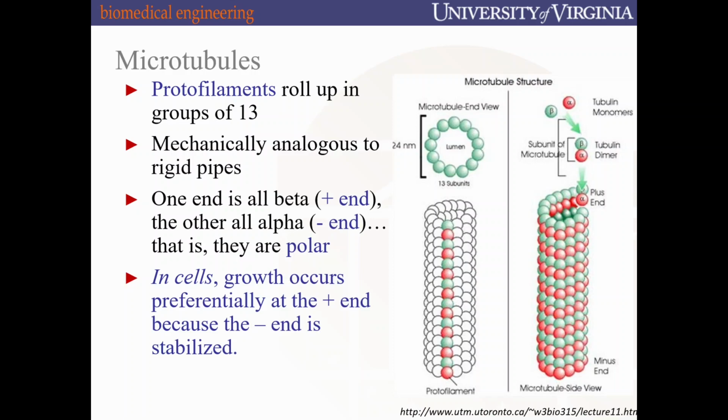The other important functional consequence is that anywhere you are in the filament, whether you're at the ends or in the middle, you can always look at one of the alpha-beta heterodimers and tell what direction you're facing. This polarity will be very important when we discuss plus end directed and minus end directed motors during our next lecture on molecular motors.